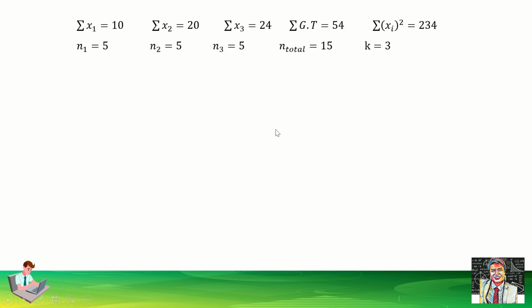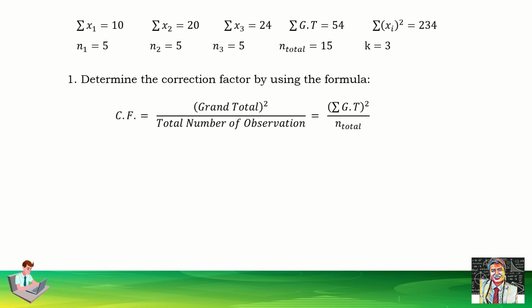Step 1. Determine the correction factor using the formula. Correction factor equals the grand total squared divided by the total number of observations. So 54 squared divided by 15. 54 times 54 is 2,916. Divide 2,916 by 15, and you get 194.4.